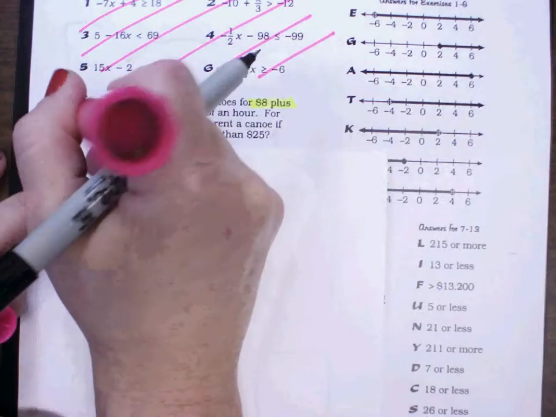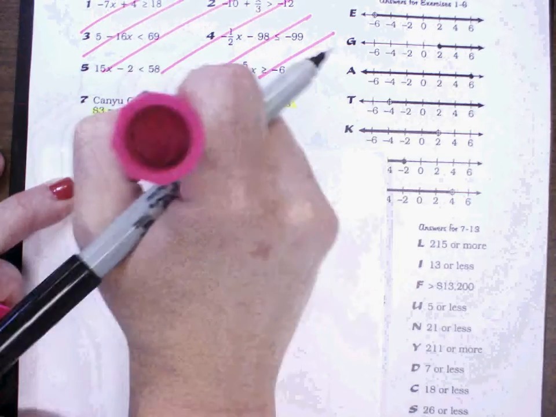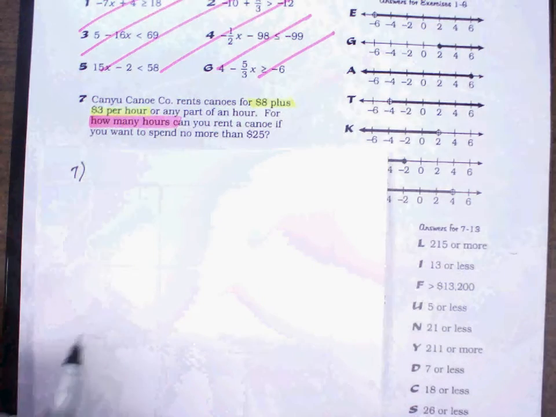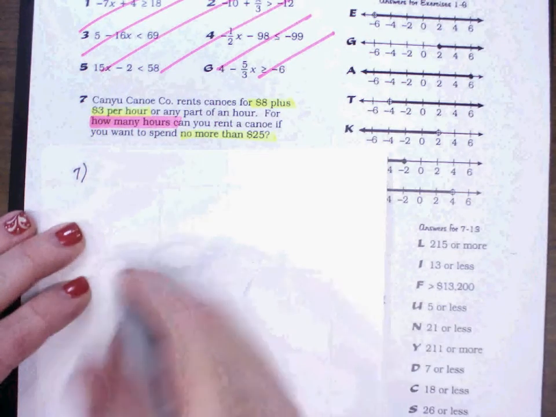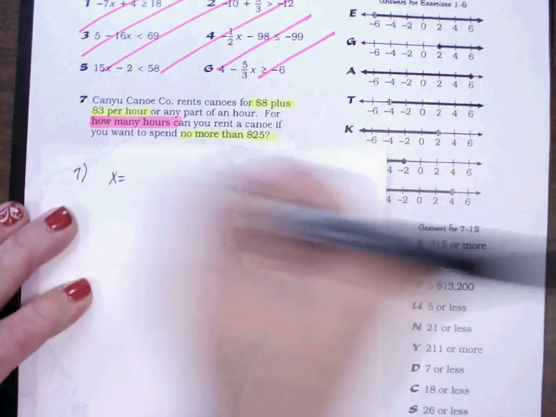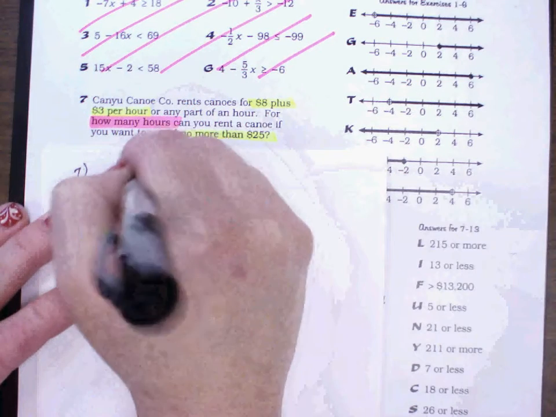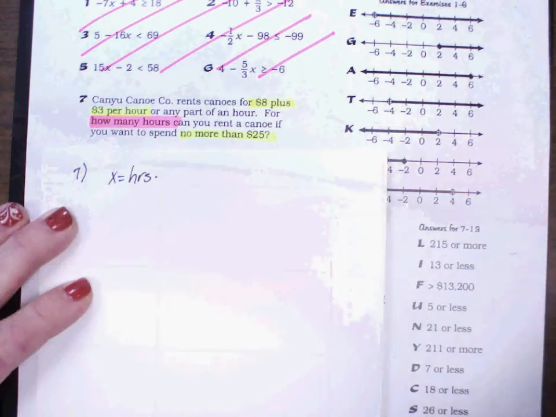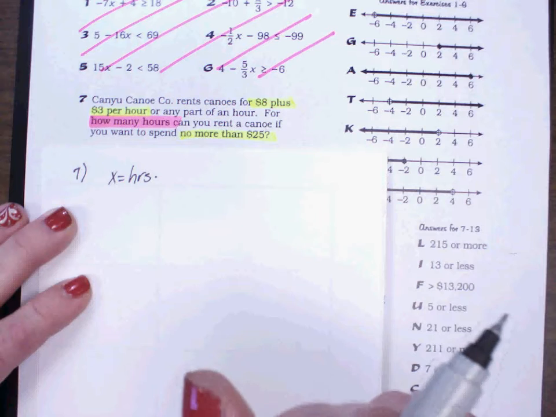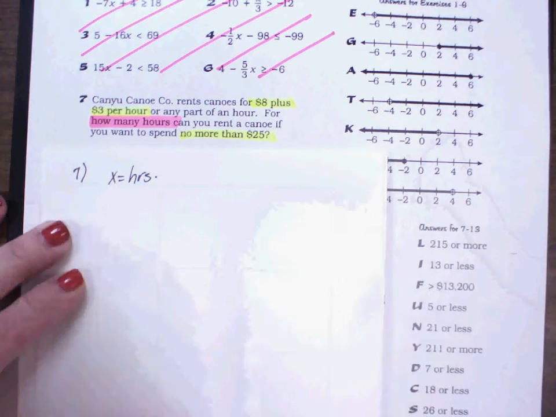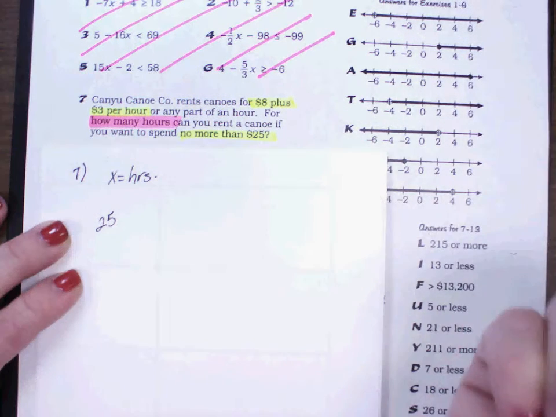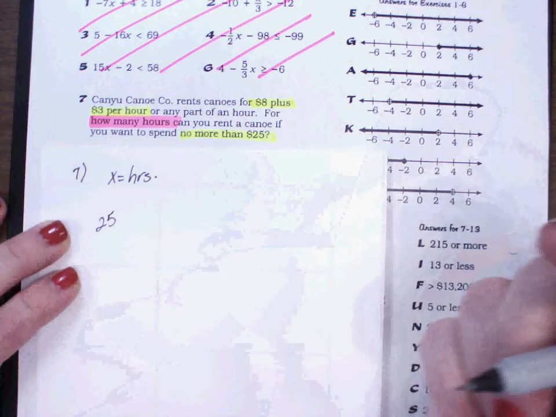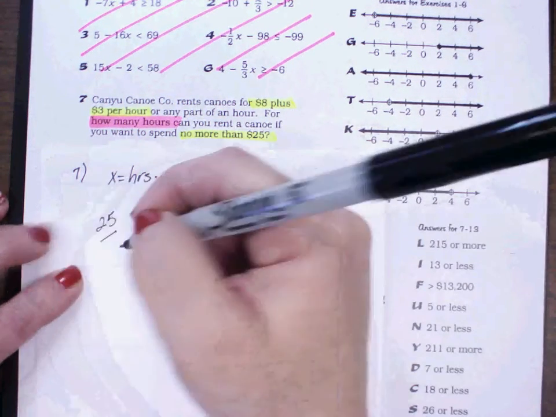Canyon Canoe Company rents canoes for $8 plus $3 per hour, or any part of an hour. For how many hours can you rent a canoe if you want to spend no more than 25? All right, what's your X? Hours. Go to the question. It's hours. Very good.